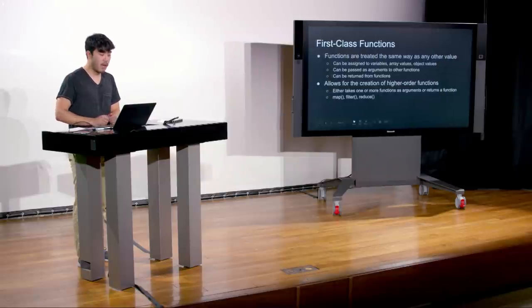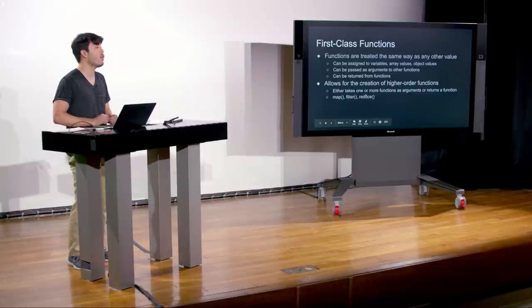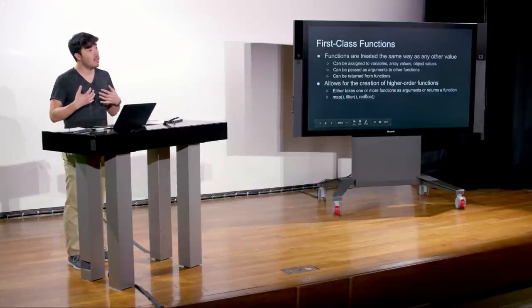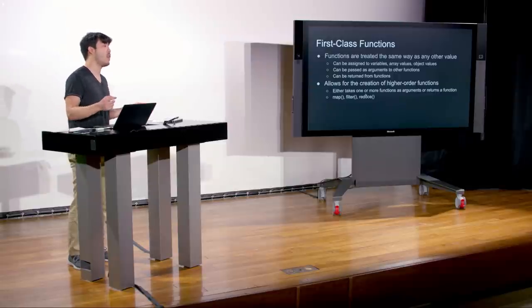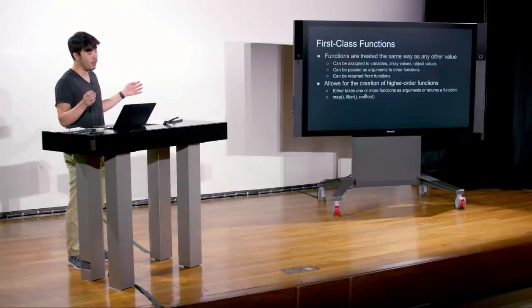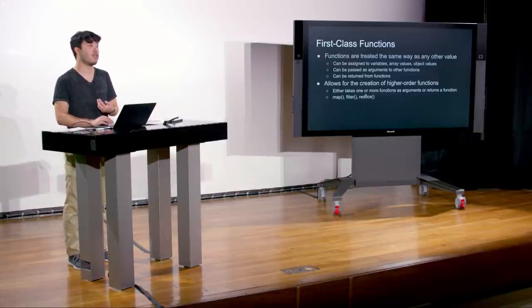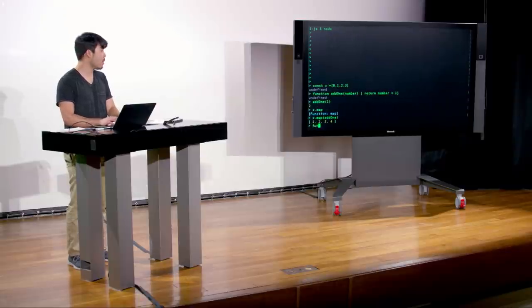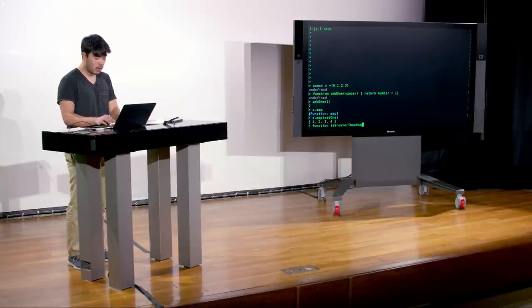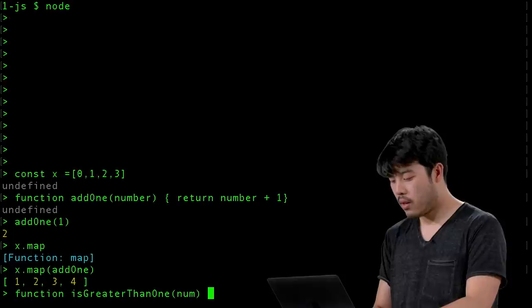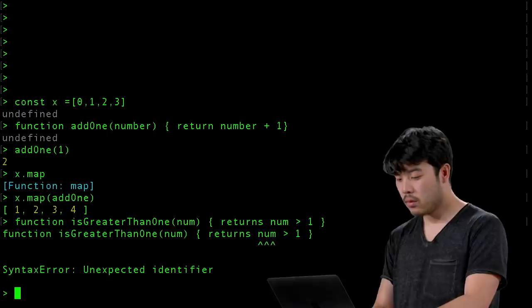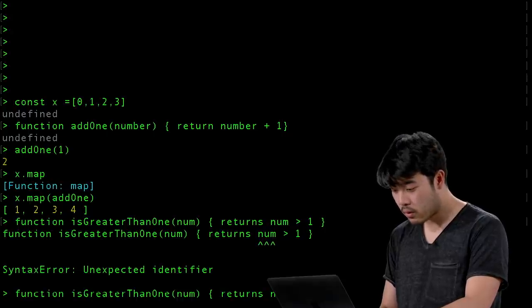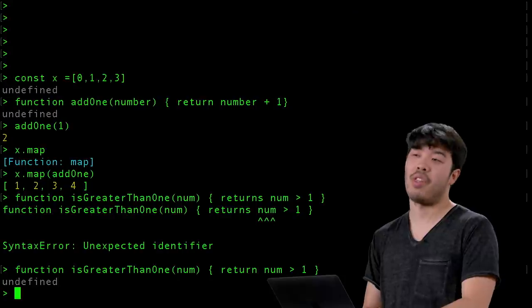So what were the other two? Filter. Filter is another higher order function that expects a function. The function that you pass in can either return true or false. What filter does is retain the values that return true and get rid of the values that return false. Say we have a function called isGreaterThan1, which takes a number and returns whether that number is greater than 1.